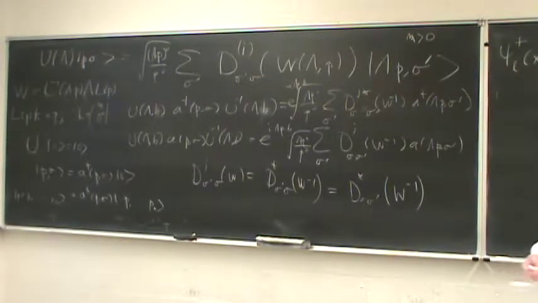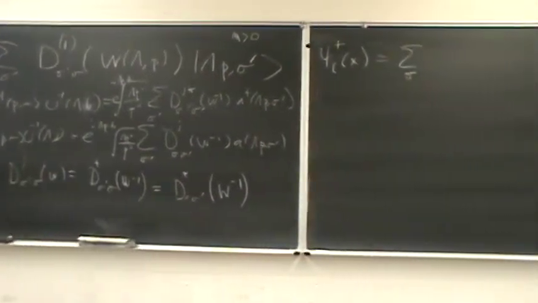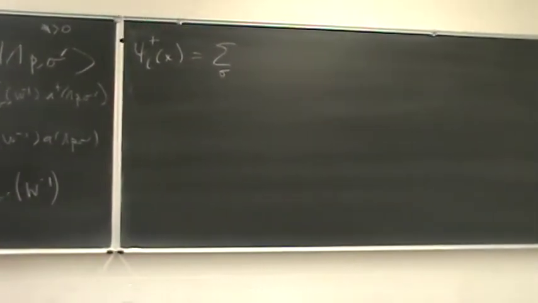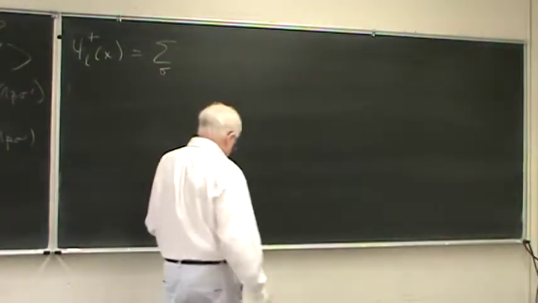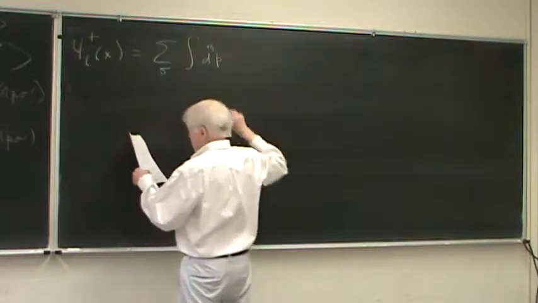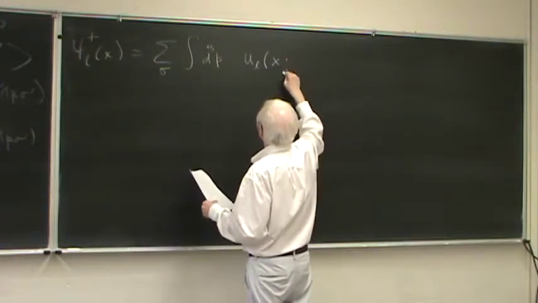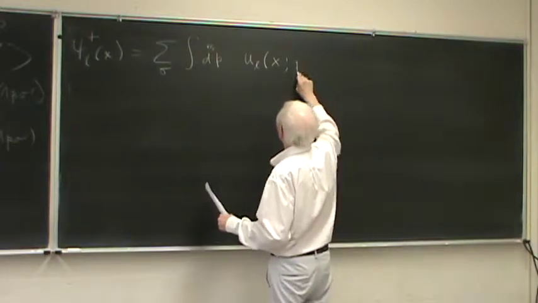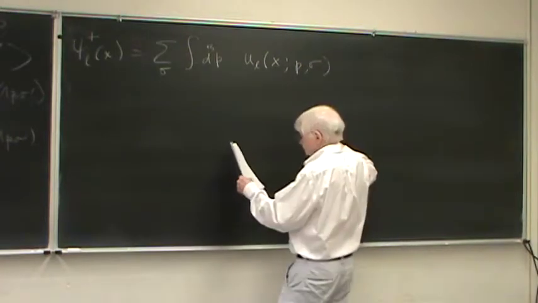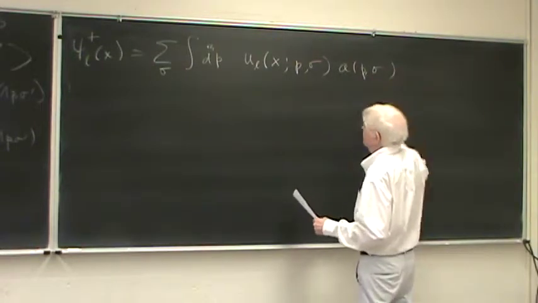Okay, so we're writing the fields. Weinberg also sums over particle type, but I think that adds unnecessary complexity. It has an advantage, but I don't think it's worth the cost. So this is some u_l that depends on x, p, and sigma, and then this will be.